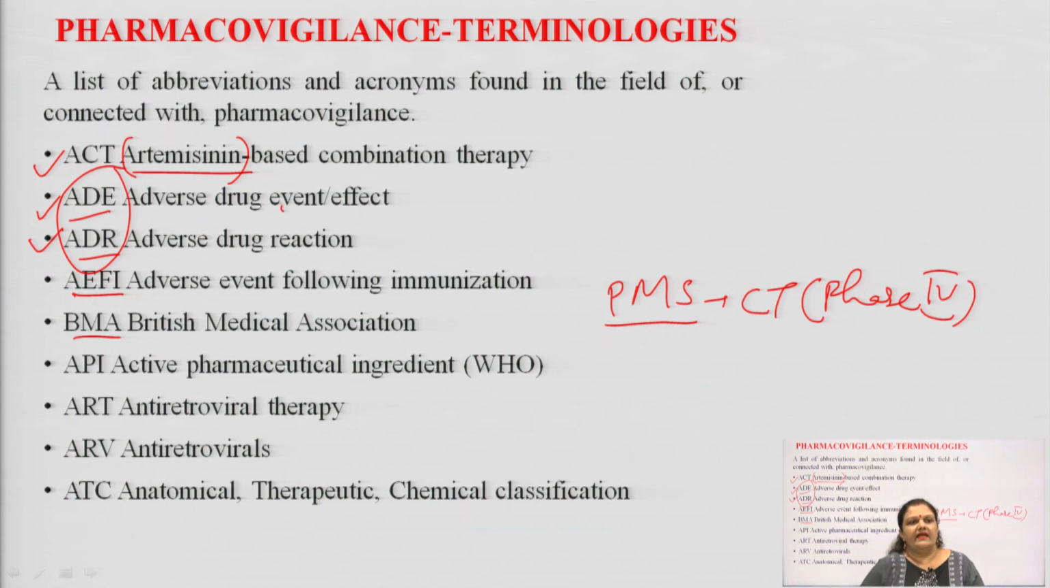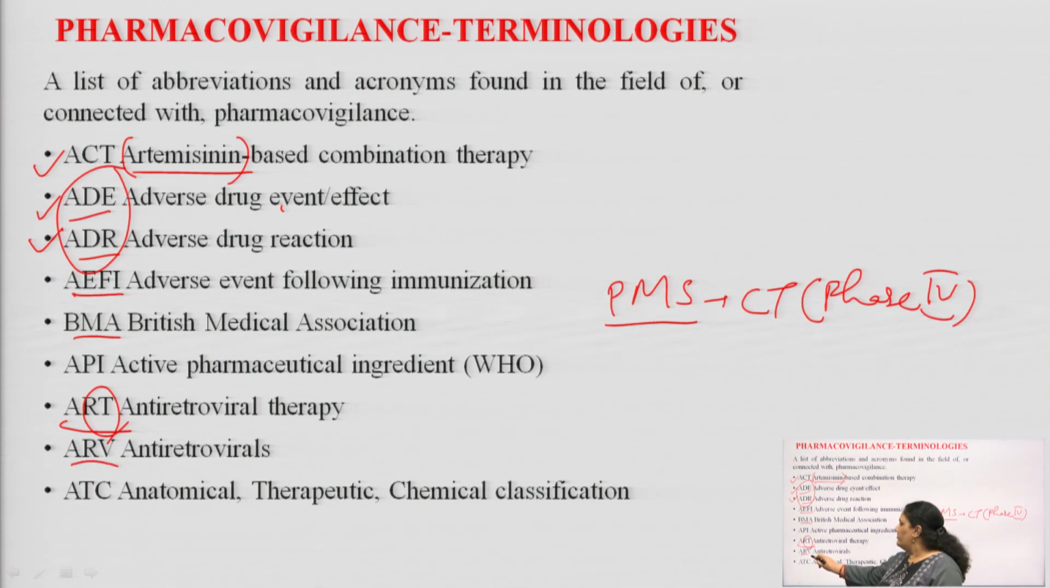Okay, students. Next is the ART. You have to remember, A means antiretroviral therapy, R is the retroviral infection. For example, we have various viral infections. Again, I am talking about COVID-19. SARS-CoV-2 is the SARS virus. Okay. So, antiretroviral therapy, antivirus therapy.